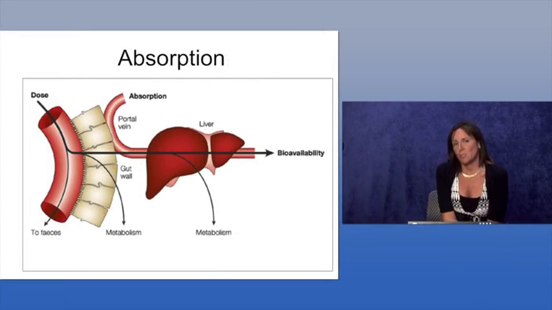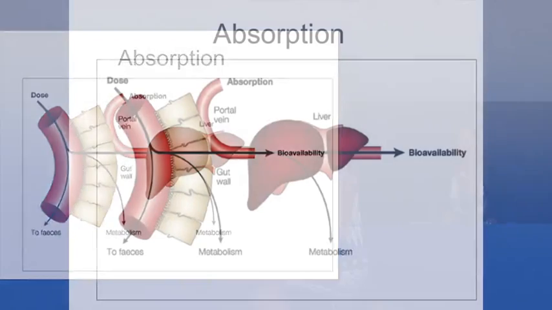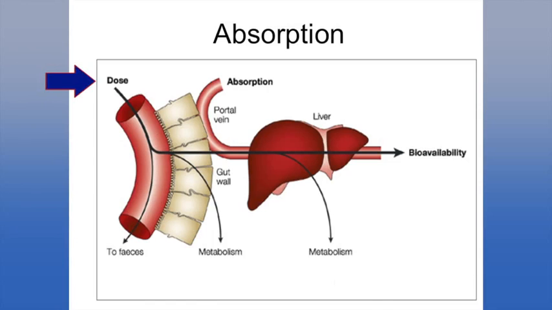So let's go back to this picture that we've seen before and talk about it within the context of absorption. The vast majority of drugs that we use in clinical medicine today, we give by mouth. They're pills, they're capsules, they're tablets. So you can see from this picture that if you give a drug by mouth, it goes through this previously described very complicated path before it actually gets absorbed into the bloodstream.